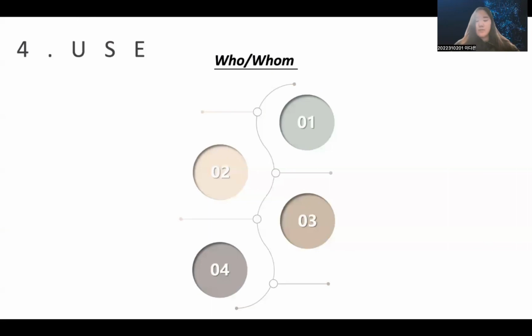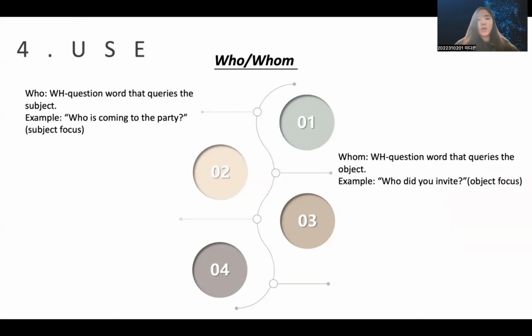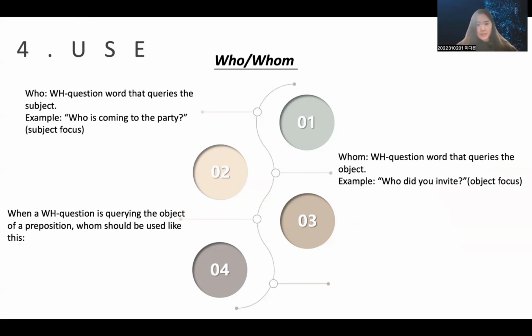Let's see the uses of who and whom. Who is the WH question word that queries the subject. For example, "Who is coming to the party?" Whom is the WH question word that queries the object. Example, "Whom did you invite?" When a WH question is querying the object of a preposition, whom should be used, like this: "To whom did you give the gift?" which is correct. "To who did you give the gift?" which is incorrect.